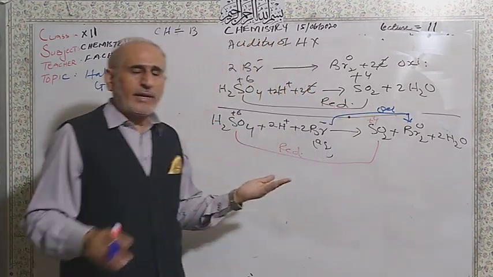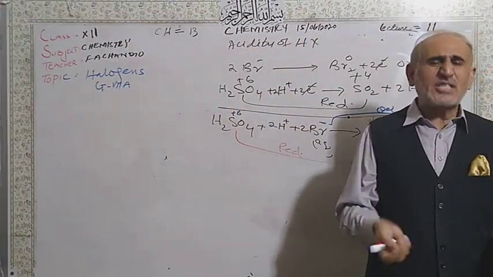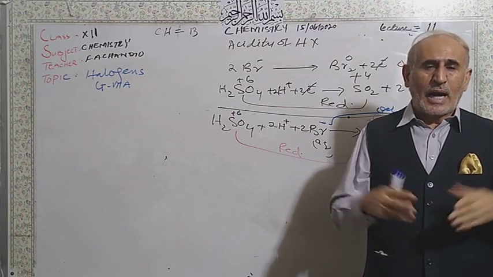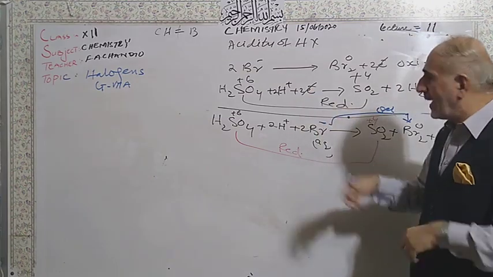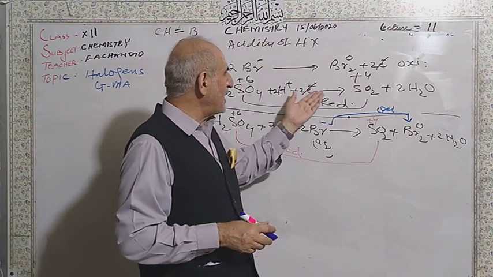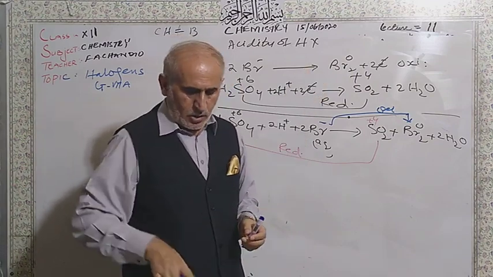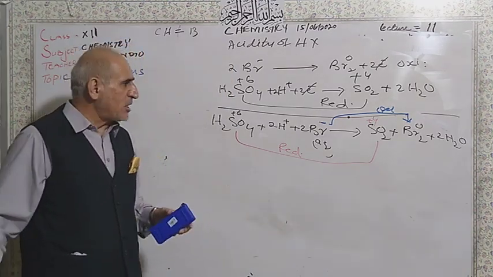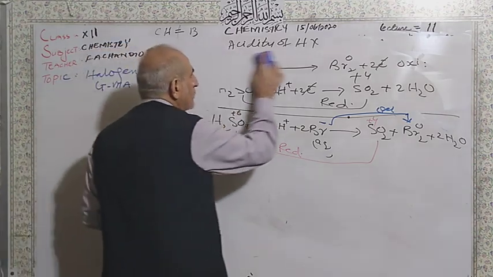And I told you that fluorine is the most oxidizing agent and least reducing agent. Iodine is the most reducing agent. It means if I put iodine here, the chemical reaction is different, which is given here, because iodine is a stronger reducing agent than bromine. So please write this equation. This is given in the book.